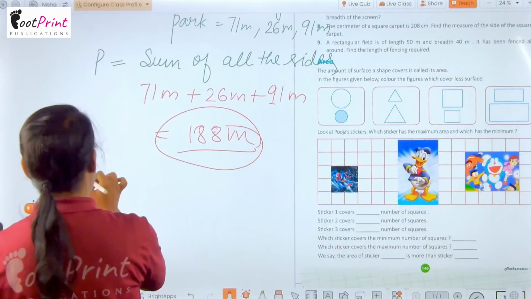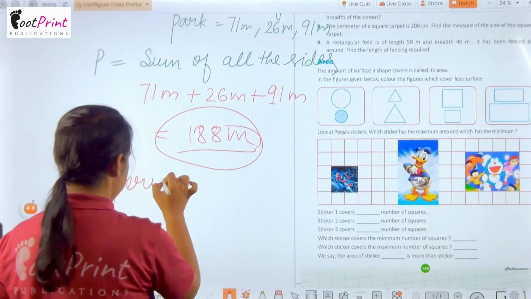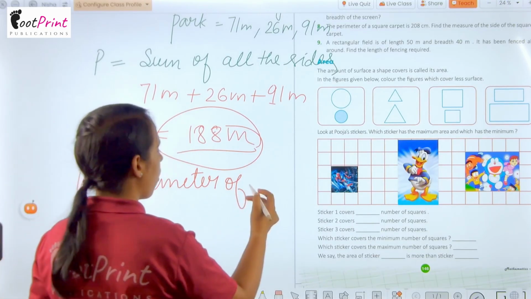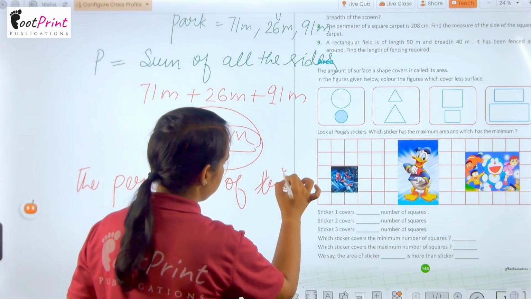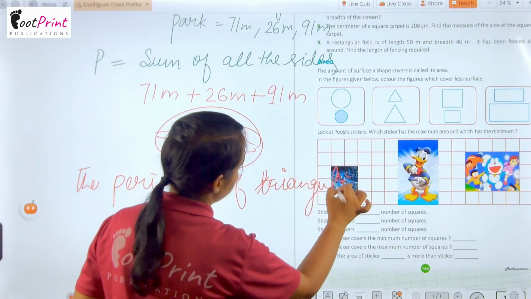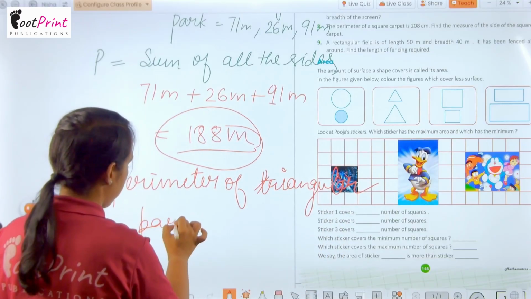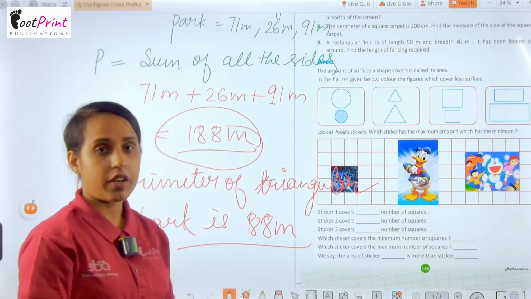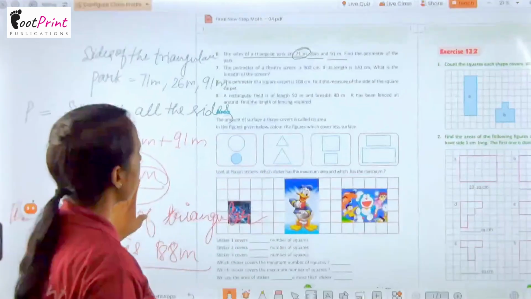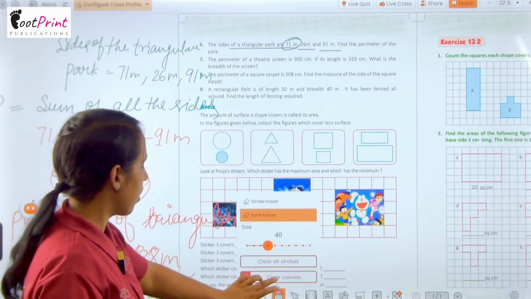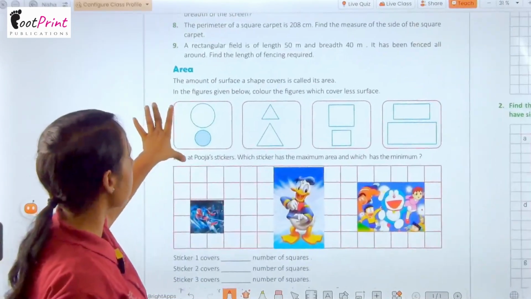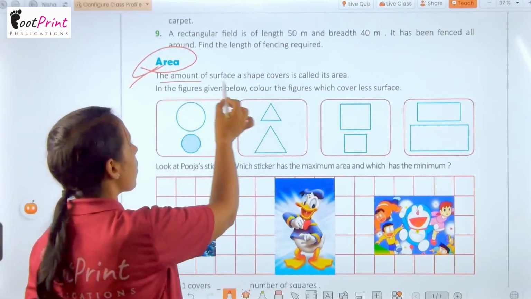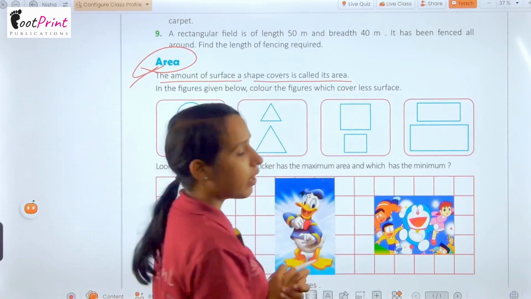So here we can write, the perimeter of the triangular park is 188 meter. This is our answer. Okay, so in this manner we can easily solve the word problem also. Now we are moving to the next one, that is our topic, area. So what is area? Let's see here, the amount of surface a shape covers is called its area.